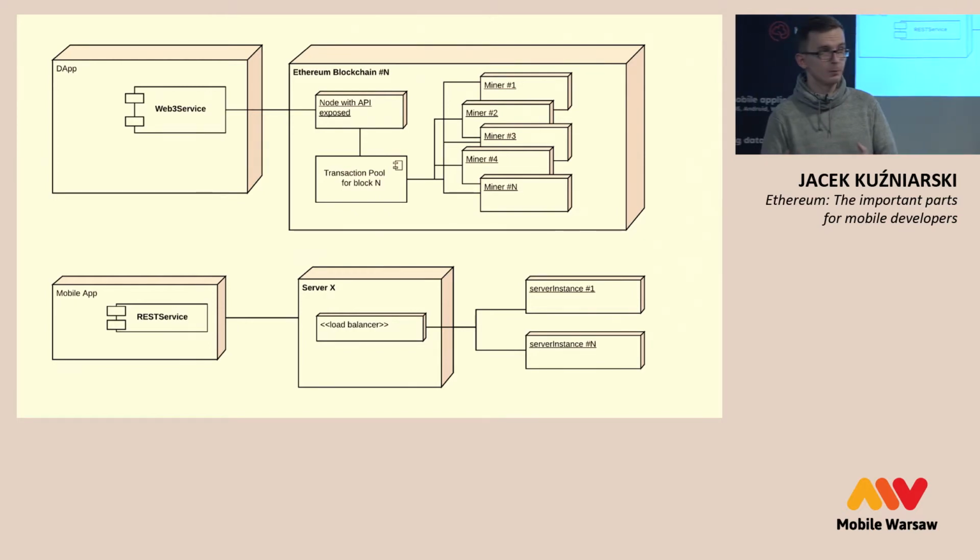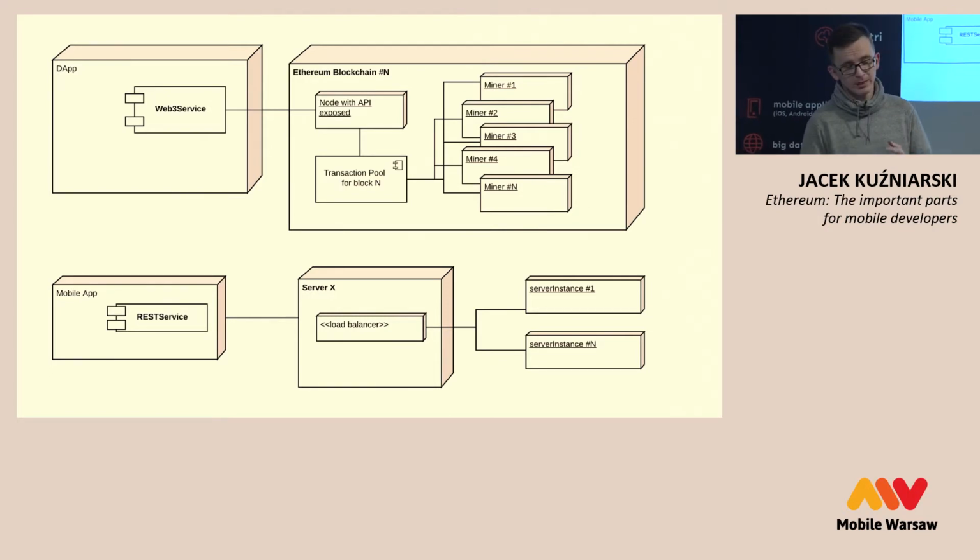With the blockchain, or rather the DApp application, we would have in the Oracle a Web3 service. Web3 is a library that you would use to connect to the blockchain and JSON RPC. You connect to the node with the exposed API, the JSON RPC, and this on your behalf submits a transaction running the smart contracts.